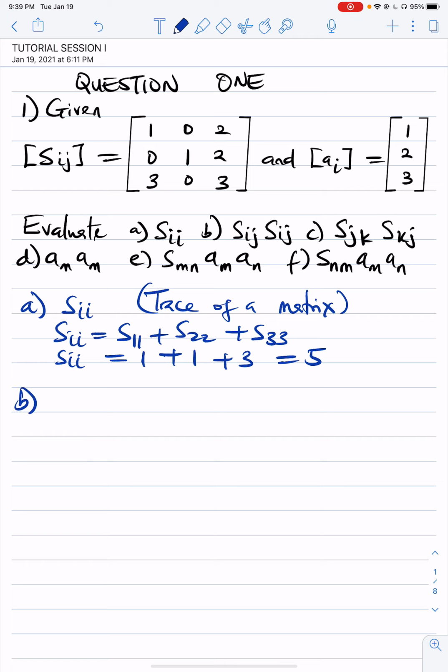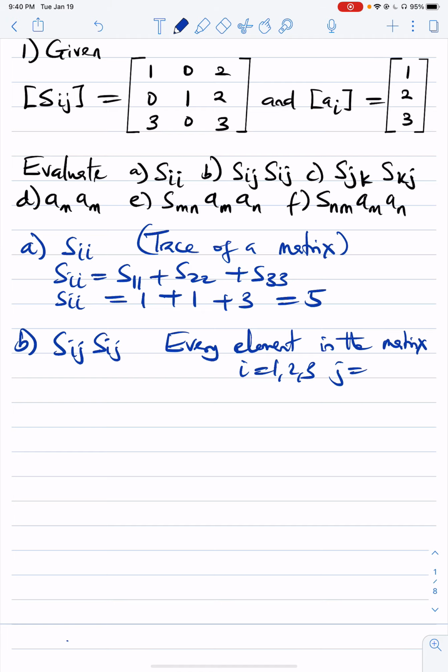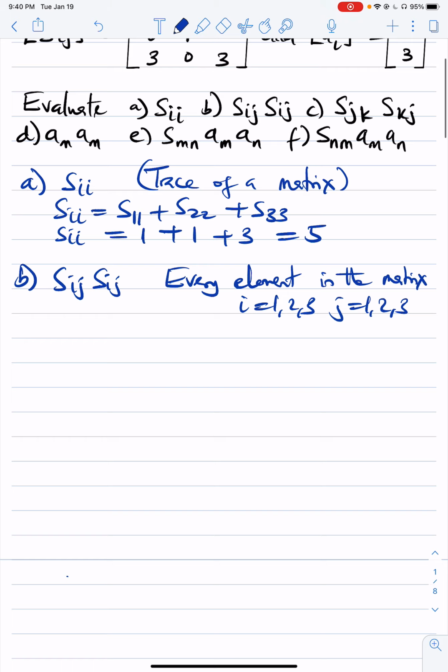Now for B, it says SijSij. Meaning, once you get the value of one Sij, you multiply by the same value itself. So we're going to be looking at every element in the matrix. Right? Because if you go by using i equals 1, 2, 3, and j equals 1, 2, 3, the way we've done previously, then you go through all the elements in the matrix. Let me explicitly write that.